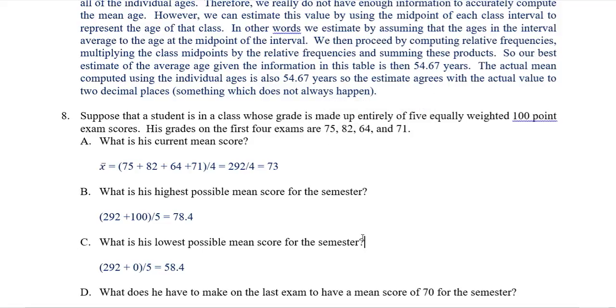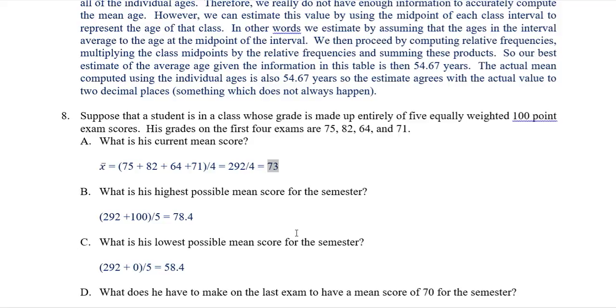So let's think about it. If he makes his current mean of 73 on the 5th exam, his average is not going to change at all. His mean will not shift. Well, to make his mean go up 1 point, since you're dividing by 5, he has to make 5 points above this mean to go up 1. So if he wants to go up 1 point to a 74 average, he's got to make 5 points above a 73. He's got to make a 78.